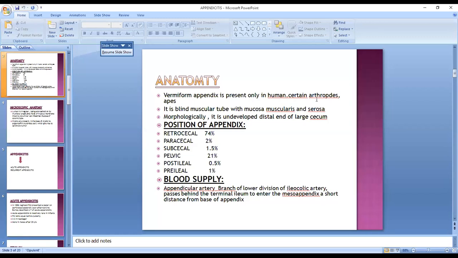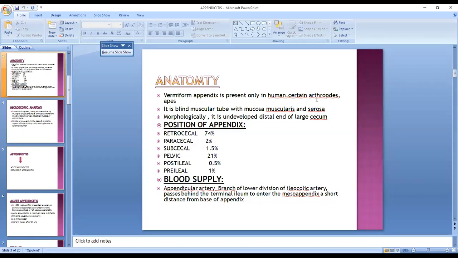This is the point which guides the surgeon when they have difficulty identifying the appendix during surgery. They follow the taenia coli, and where these taenia coli converge is actually the place where the base of the appendix is present. When they find this base, the rest of the procedure is much easier.